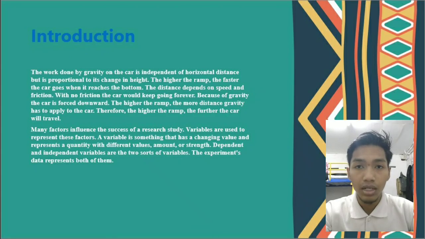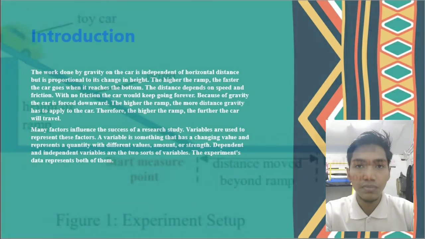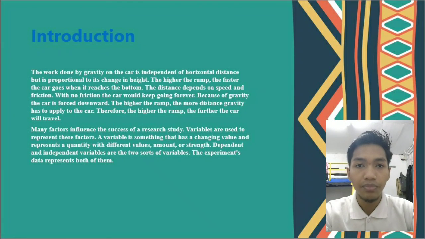The work done by gravity on the car is independent of horizontal distance, but is proportional to its change in height. The higher the ramp, the faster the car goes when it reaches the bottom. The distance depends on speed and friction. With no friction, the car would keep going forever. Because of gravity, the car is forced downward. The higher the ramp, the more distance gravity has to apply force to the car. Therefore, the higher the ramp, the further the car will travel.